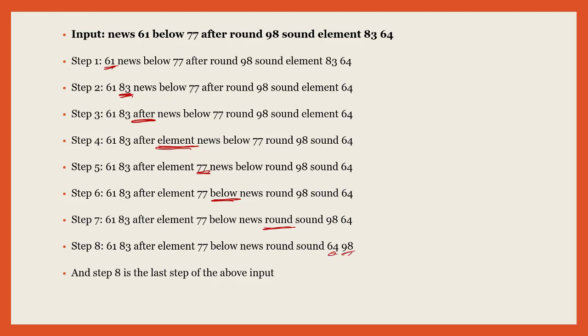Now if you look at the output string, if you can see the pattern, what we have done, we have first arranged the prime numbers, because 61 and 83 happen to be prime numbers. So first we have brought prime numbers to the left hand side, then we have arranged the words which are starting with a vowel.